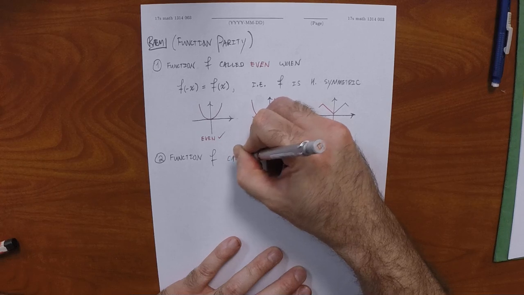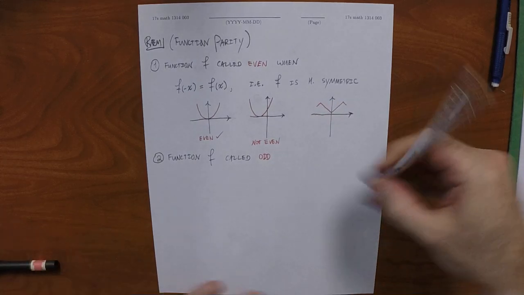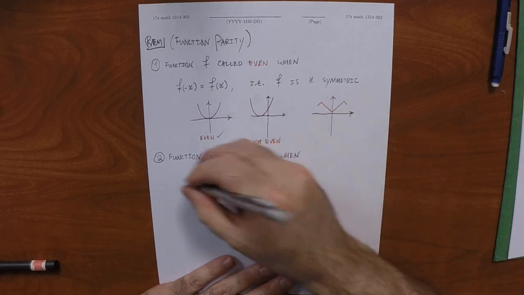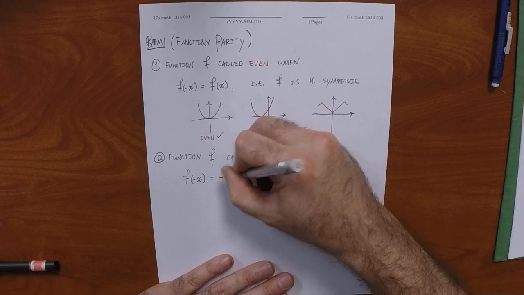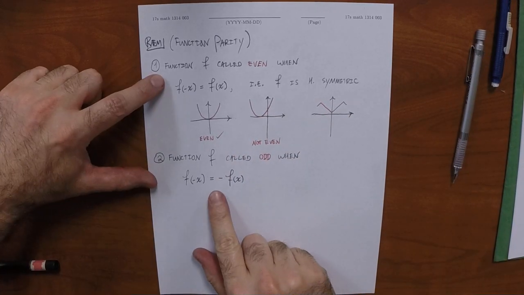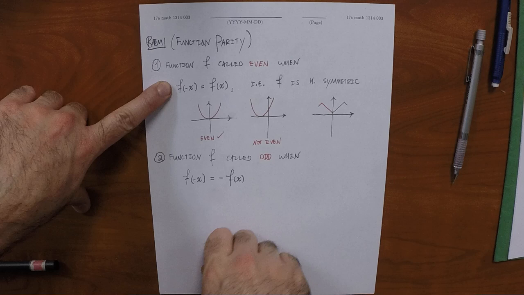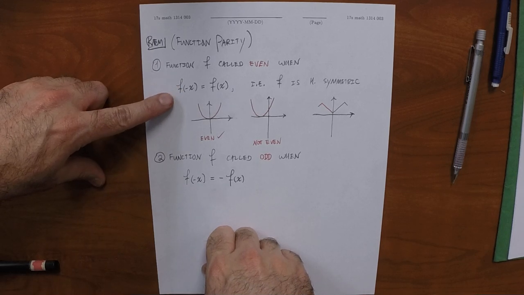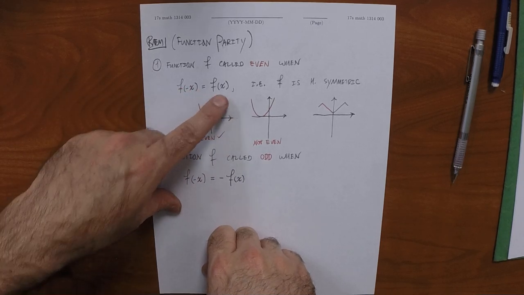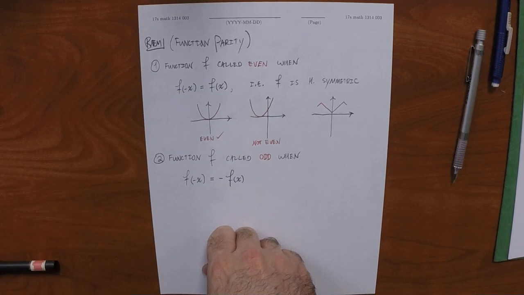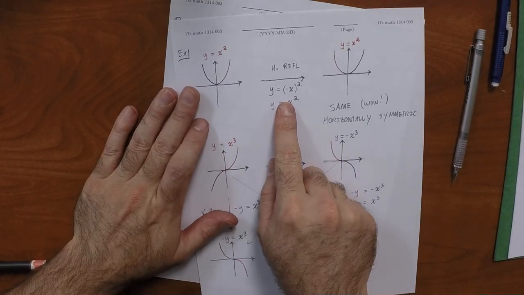Two. A function f is called odd when, now the condition is, f of negative x is negative f of x. So now, algebraically, these two scenarios look pretty similar. Except the even case is saying sort of that the function squashes the negative, in the same kind of way that if you square a negative x, then you get x squared, just like that.